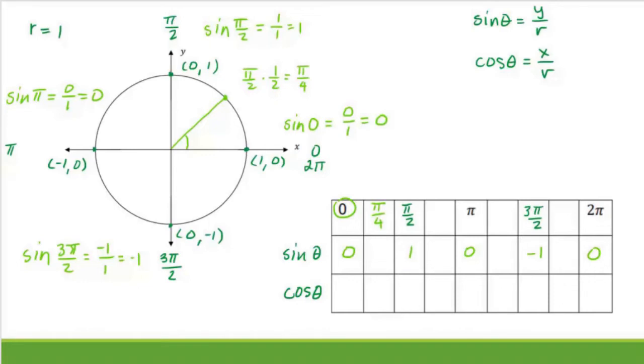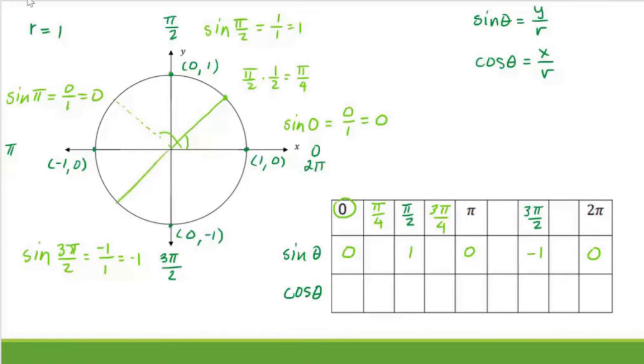To find the rest of them, one easy way to do it is to continue to count by pi over 4 radians, or by 45 degrees. From 0, we get to pi over 4 by adding pi over 4. Pi over 4 plus pi over 4 is pi over 2. When we get to 135 degrees over here, that's 3 times pi over 4 radians that we've traveled, or 3 pi over 4. Then we get to 4 pi over 4 radians, which is just pi radians.